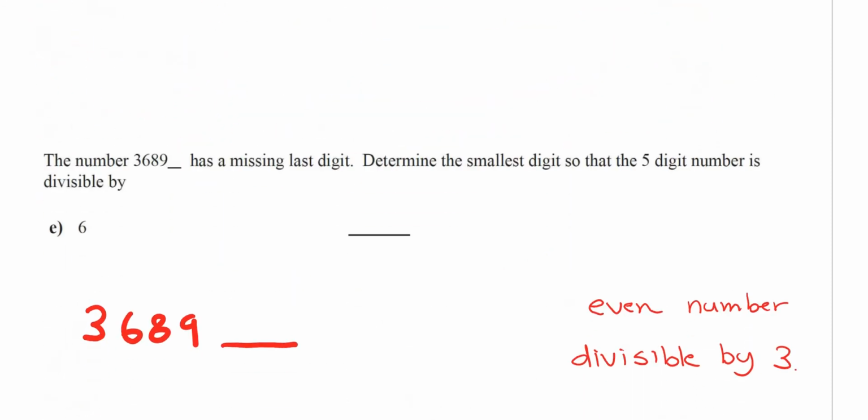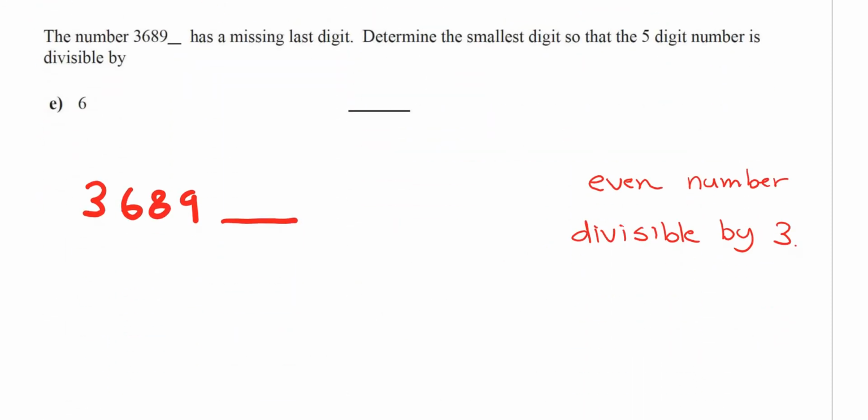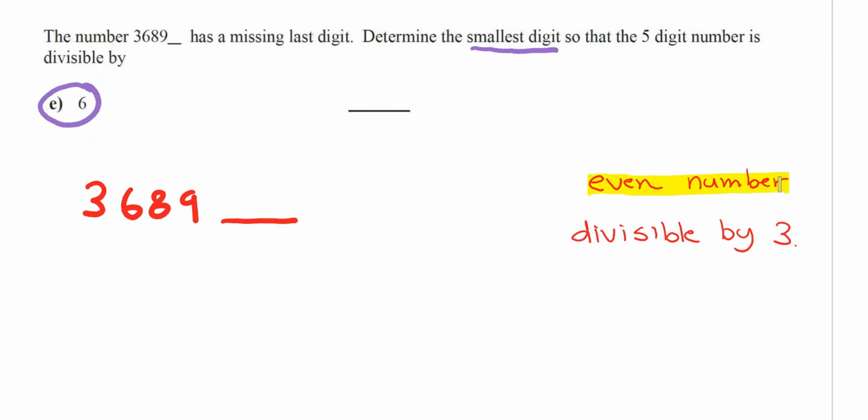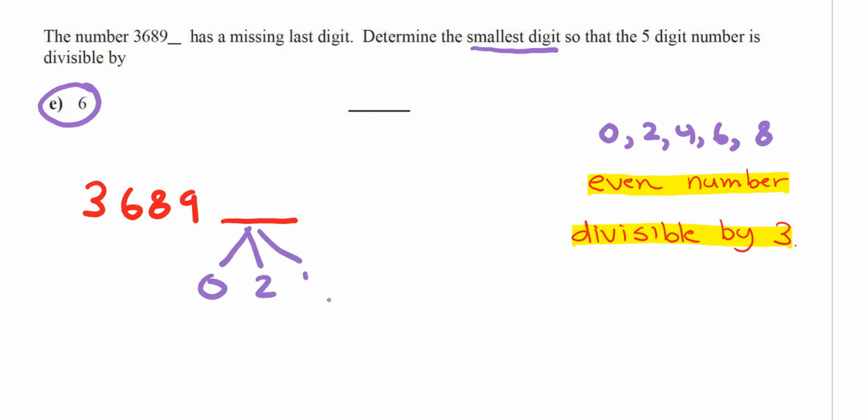Great. Now let's move on to the next one here. Our number now has to be divisible by 6, and it has to be as small as possible. So basically the rule for a number to be divisible by 6 is that it has to be an even number that's divisible by 3. If it's an even number, that means the last digit has to be 0, 2, 4, 6, or 8. So let's just put in our options here: 0, 2, 4, 6, or 8.